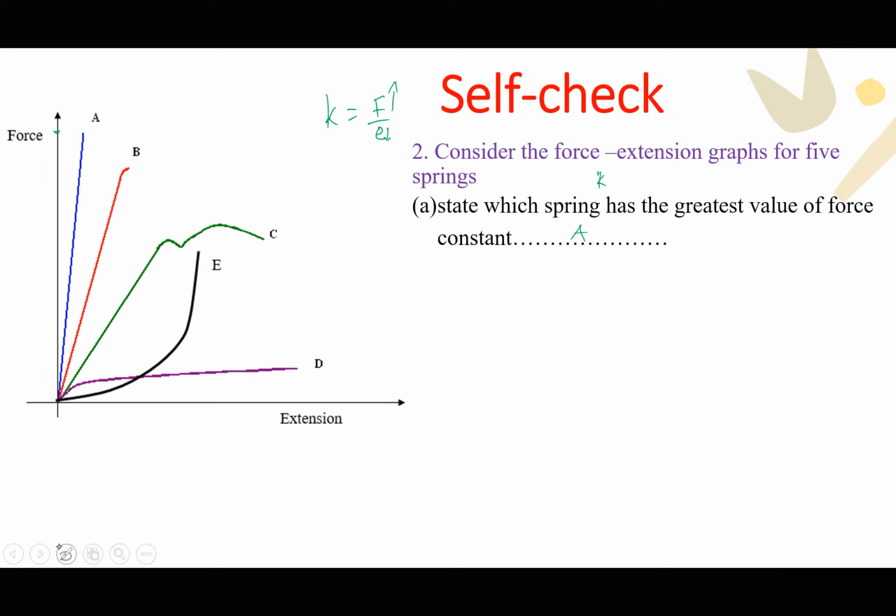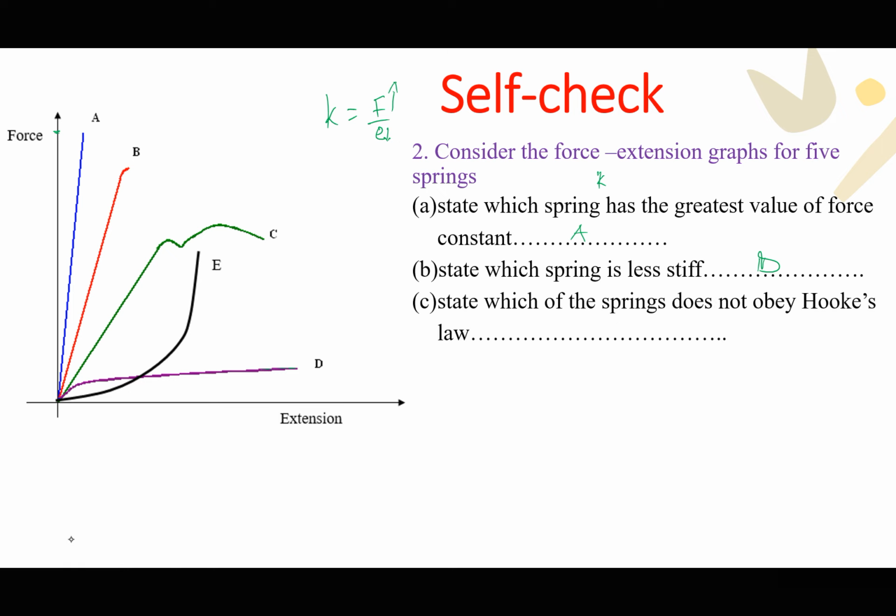Then part B, state which spring is less stiff. Of course, for less stiff, it means it requires a small force to cause a large extension, and that is going to be D. You notice that a small change in force has caused a very big extension for D. Then part C, state which of the springs does not obey Hooke's law. If it doesn't obey Hooke's law, it is not a straight line through the origin.